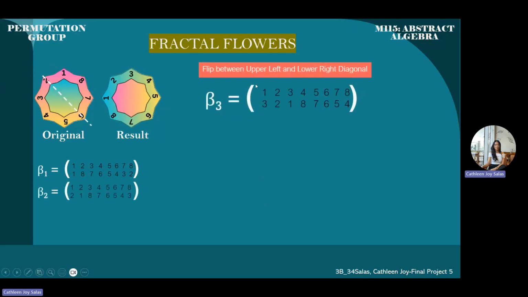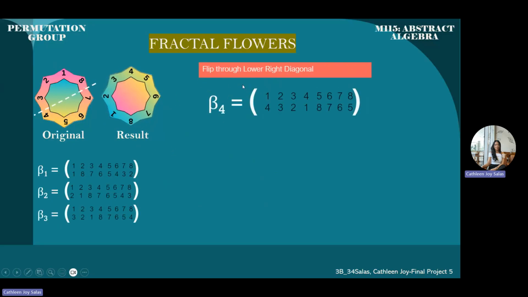Next, for our flip between upper left and lower right diagonal, we have here 1 is to 3. 2 is to 2. 3 is to 1. 4 is to 8. 5 is to 7. 6 is to 6. 7 is to 5. And 8 is to 4.